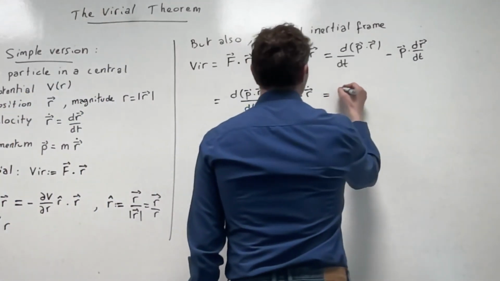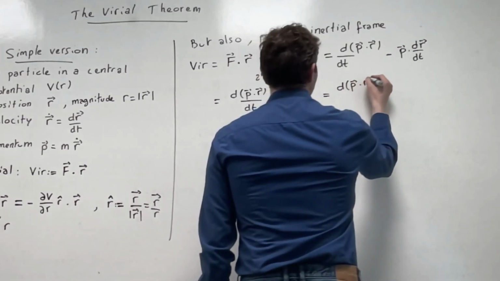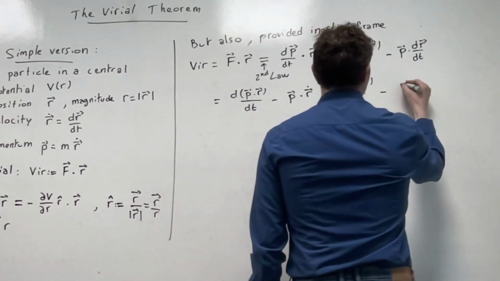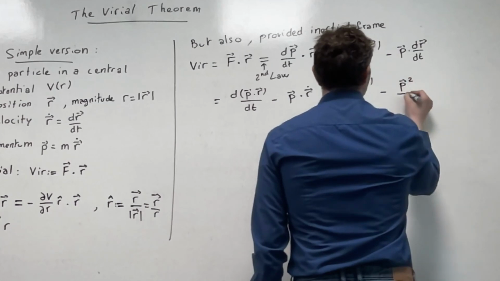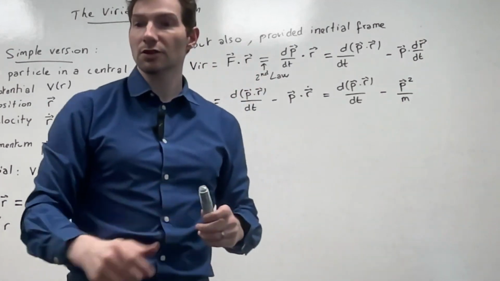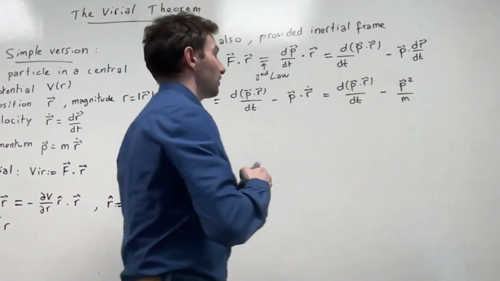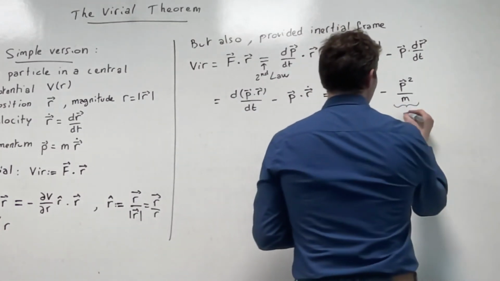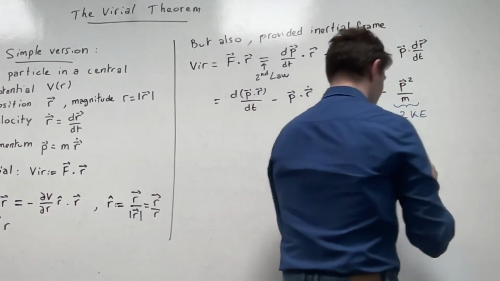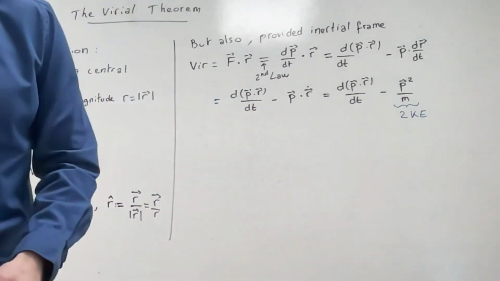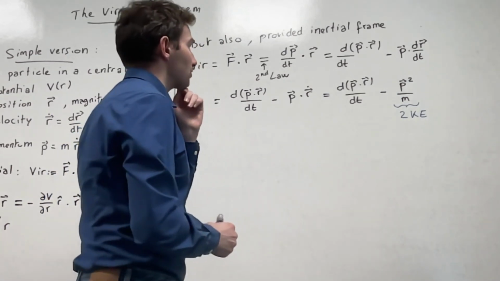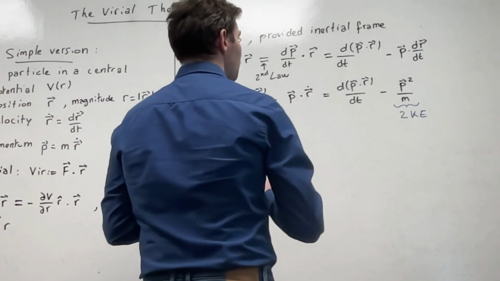So I'm going to have d of p dot r over dt, and then we are going to get minus p squared over m. And here, actually, what we recognize is that this quantity is twice the kinetic energy. So this quantity here is equal to twice, and let's denote the kinetic energy Ke here, just for simplicity. Sometimes people call it T, some other times just K. Let's call it here Ke for kinetic energy. Okay? So what we are going to get is the following.